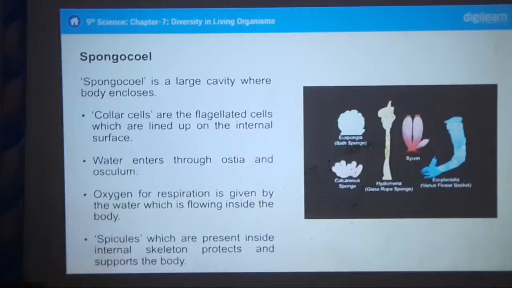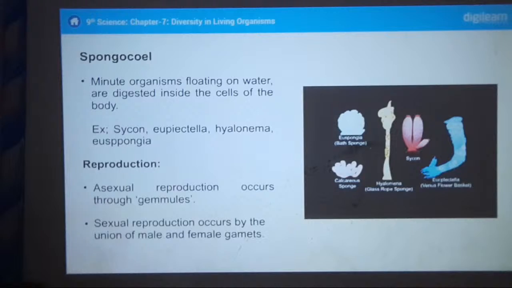Water flow in the body is regular and provides necessary oxygen for respiration. Sponges possess an internal skeleton in the form of crystalline structure called spicules. Minute organisms carried into the body by the water current are digested inside the cells of the body. Sponge reproduces both sexually and asexually.